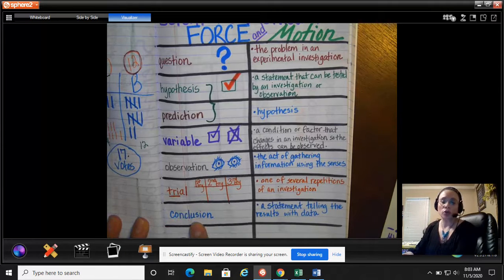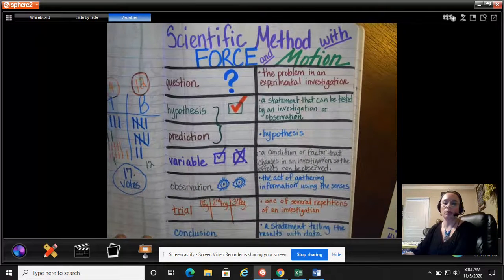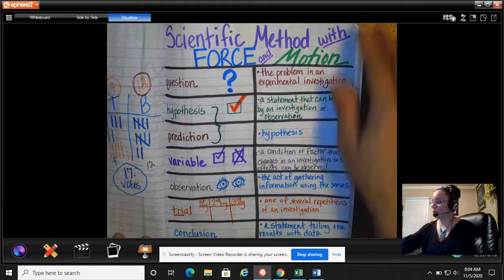Once you're finished with your experiment, you're going to draw a conclusion based on all the data that you collected from your observations and your trials. You're going to explain the results and why those results happened. Also, you can clarify, were you correct or incorrect in your hypothesis and why? What were you thinking during your hypothesis and what did you learn in your conclusion after the experiment? These are your vocabulary words for the scientific method with force and motion.